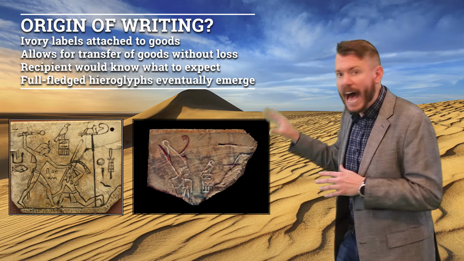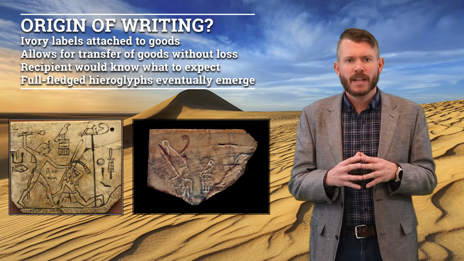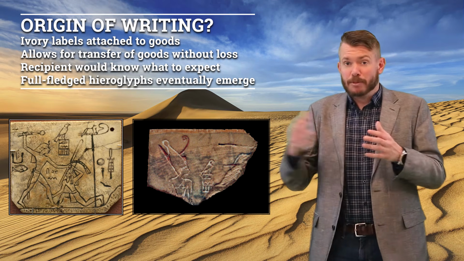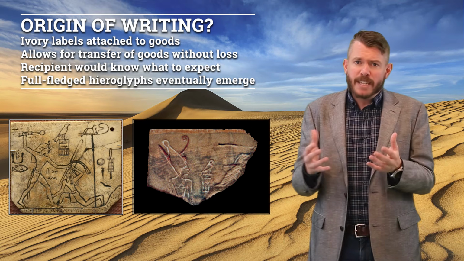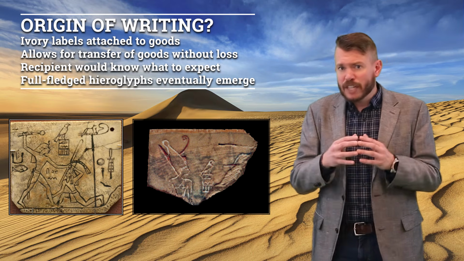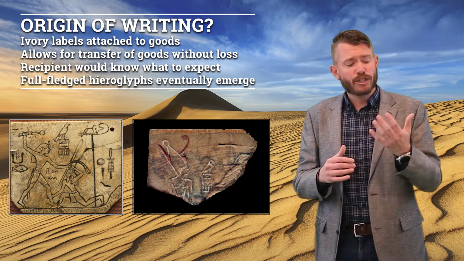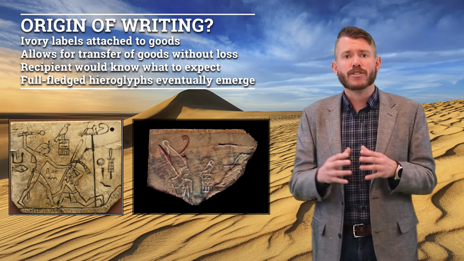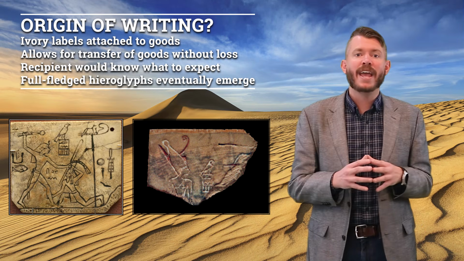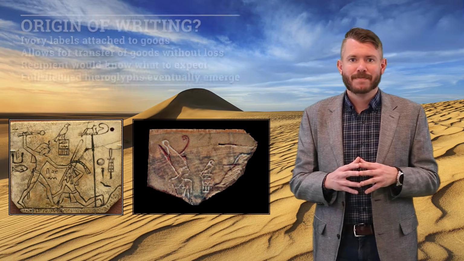Now, these little ivory labels would have originally been attached to goods of the king, like jars of olive oil or beer. This way, if you shipped goods somewhere, the recipient would know what to expect and how much of it. So if you shipped 7 goats and you had somebody take them for you, you would know that you should expect 7 goats when that person received them. And some scholars think this is actually the way that writing arose for the first time ever in the world.